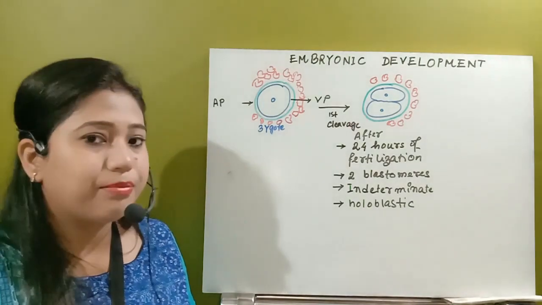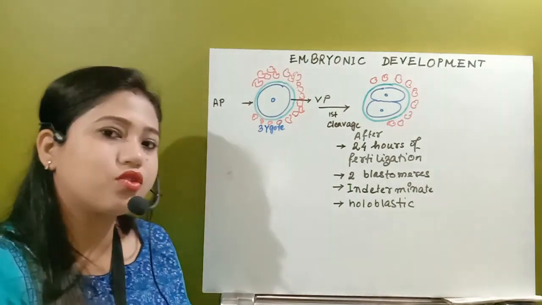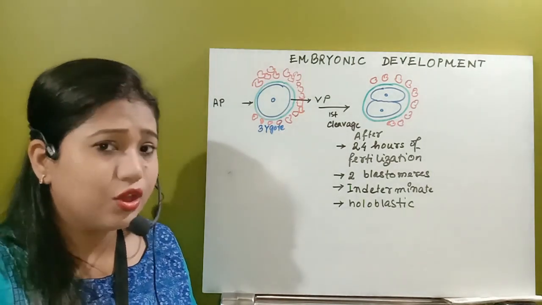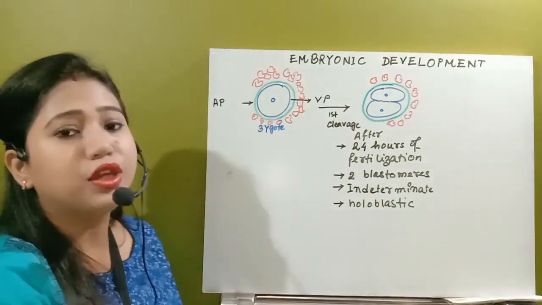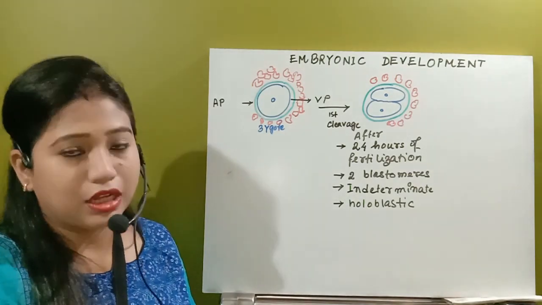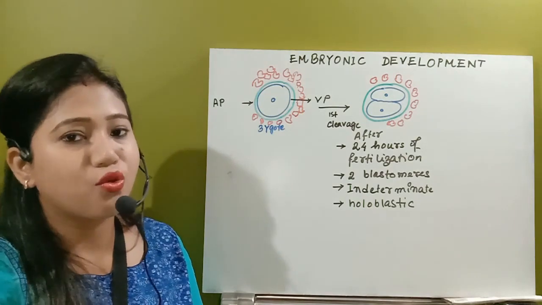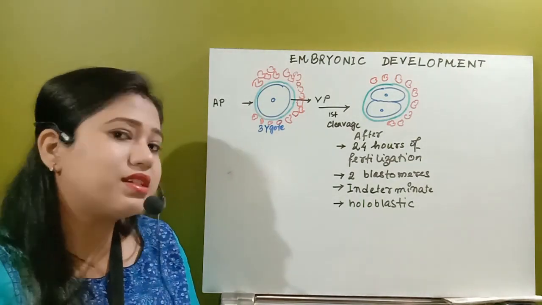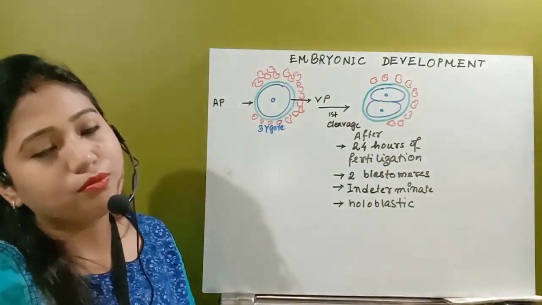Completely the cell is divided into two cells. But what is happening in case of some other organisms? See, holoblastic cleavage occurs in the type of egg which has very little yolk content. You can see in case of human, the egg yolk content is very little. So that type of egg is known as microlecithal egg. So in case of microlecithal egg, what happens? The cell completely divides to form two cells.